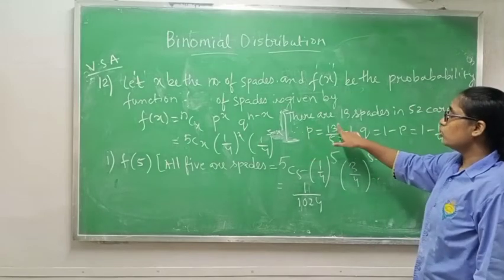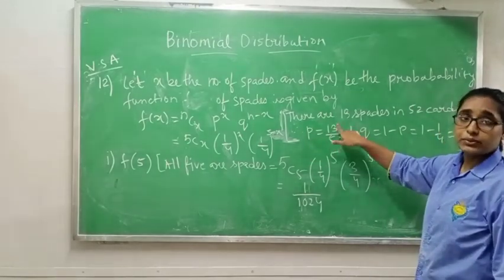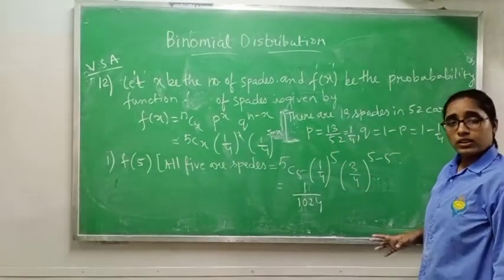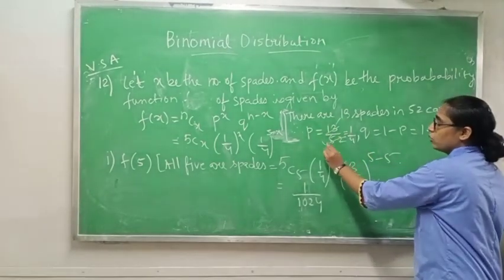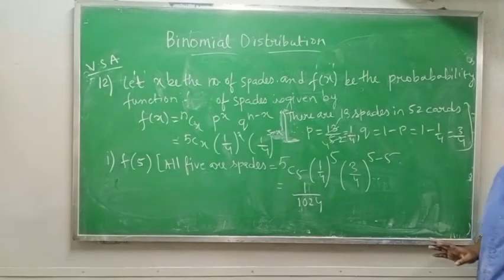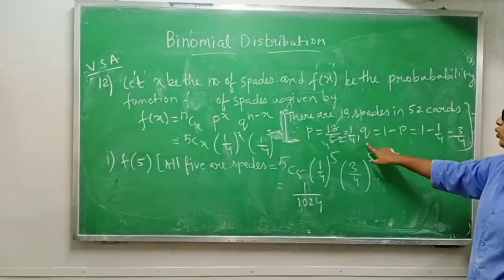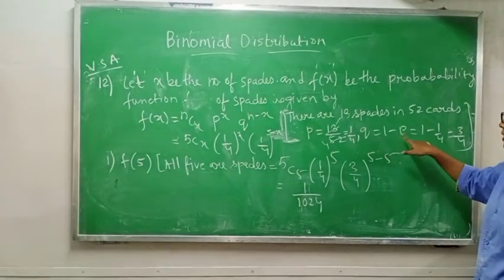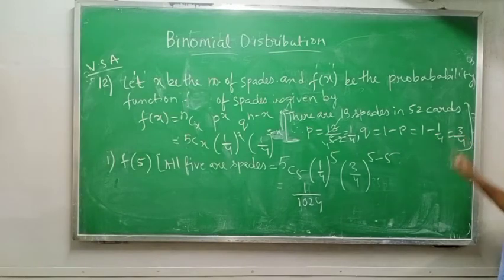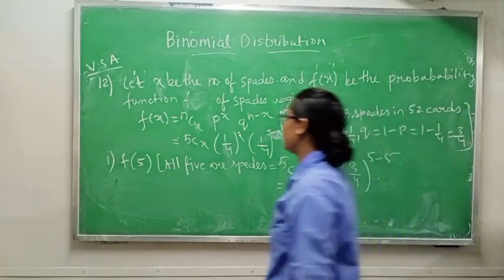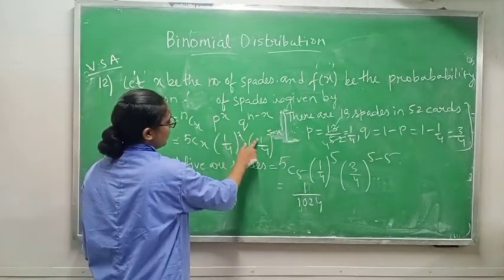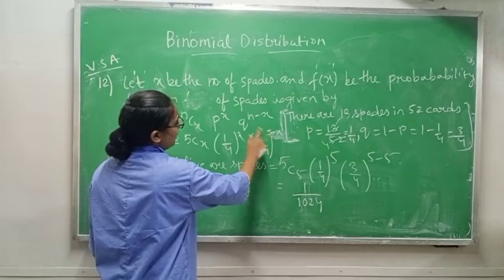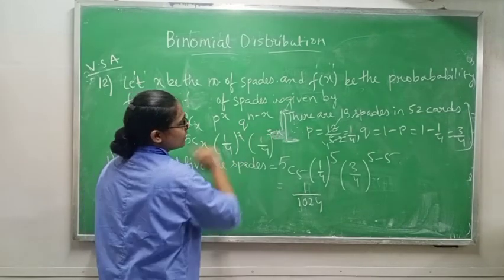So p equals 13 by 52, because total cards are 52. 13 ones are 13, 13 fours are 52, so 1 by 4. So p you are getting is 1 by 4. q equals 1 minus p, 1 minus 1 by 4, it will come 3 by 4. So p equals 1 by 4 and q equals 3 by 4. So in place of p I am writing 1 by 4 power x, and in place of q, 3 by 4 power n minus x, where n value is 5, so 5 minus x.